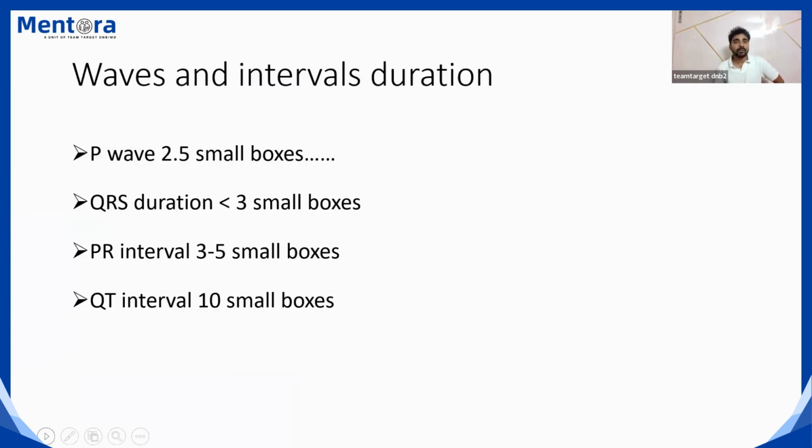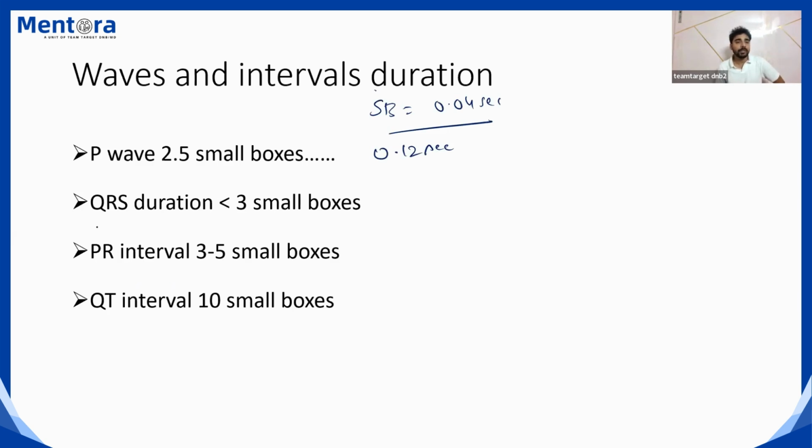Then comes this thing again. What is the P wave duration? Again, this is what some people will ask you. So P wave duration, every time remember, is in the small boxes. Large boxes, don't get confused. I already mentioned each small box is equal to 0.04 seconds. Just remember this. P wave indicates 2 to 2.5 small boxes, that is 0.12 seconds.